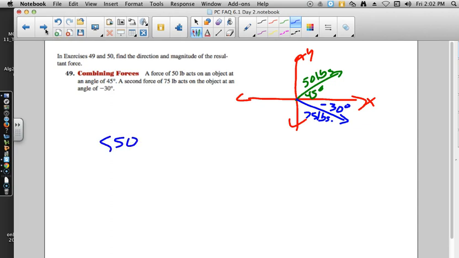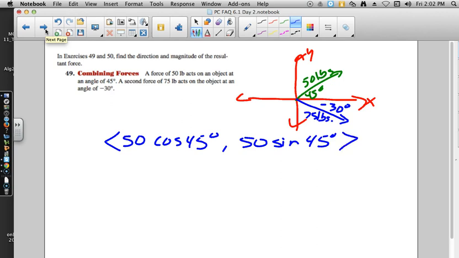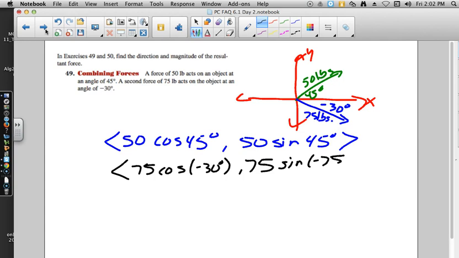You know, we've got 50. That doesn't look like vector notation for components there. There we go. 50 cosine of 45 degrees and 50 sine of 45 degrees. And we need to add that to the other vector in component form. So 75 cosine of negative 30 degrees and 75 sine of negative 30 degrees. So same thing as last time. Add your horizontal and vertical components separately and see what you get.